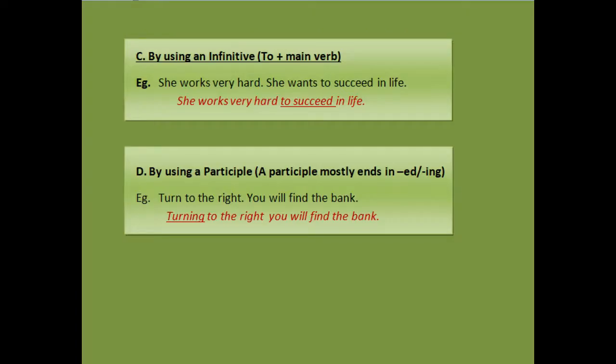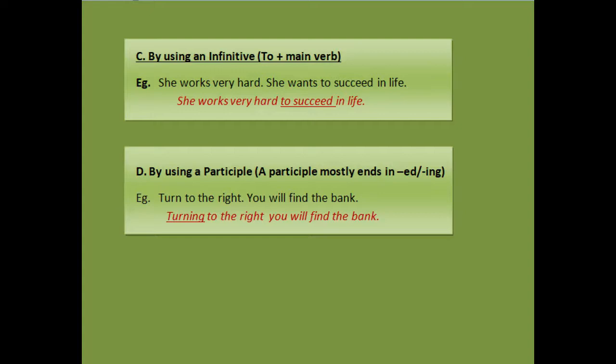Number C is by using an infinitive. To plus main verb. That is the first form of the verb, like to eat, to sleep, etc. Example, she works very hard. She wants to succeed in life. When combined, she works very hard to succeed in life. So it is easy to identify the underlined words here as the infinitive and the main verb.